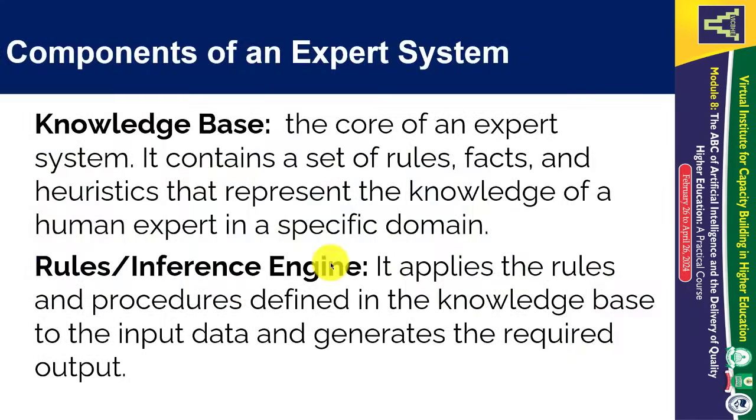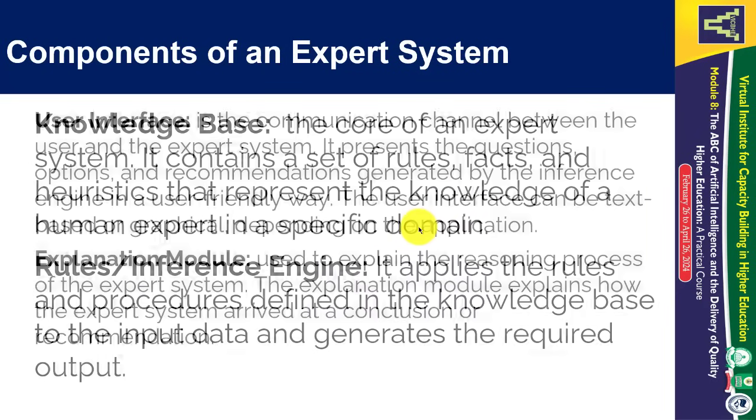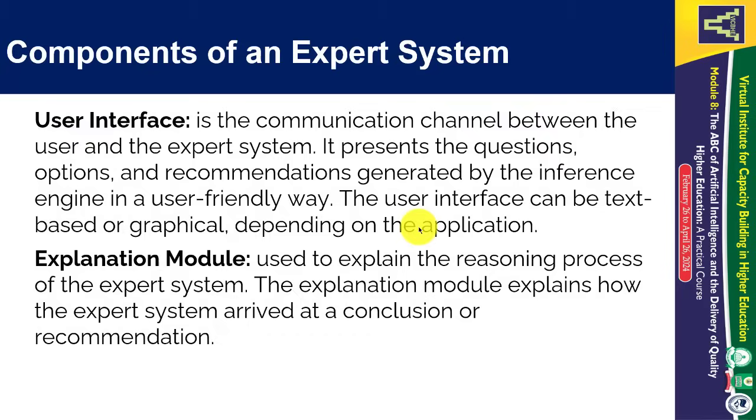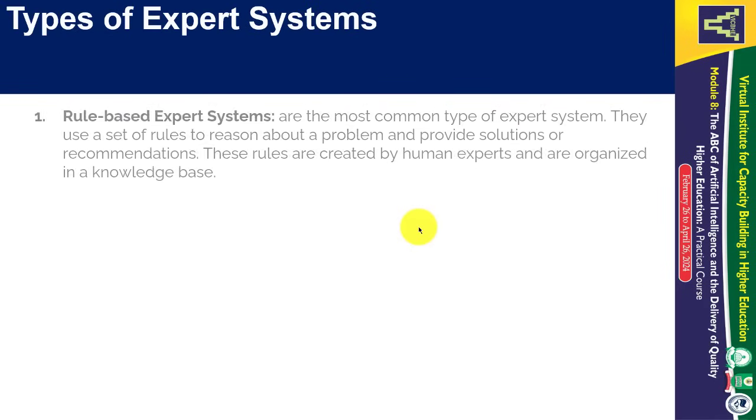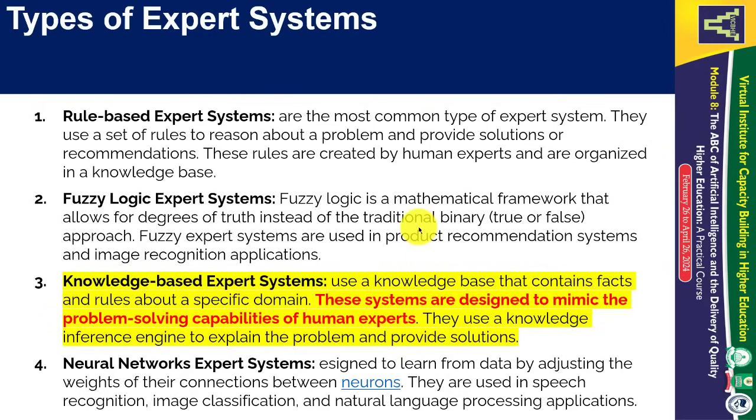So let's go. There are some components of the expert system, as we just saw. We have the knowledge base, you have the rules of inference engine. You can see what they do here. You may wish to pause this video to understand them more. The user interface, that's the one with the non-expert, and the explanation module. Yeah, that's it. And there are different types of expert systems.